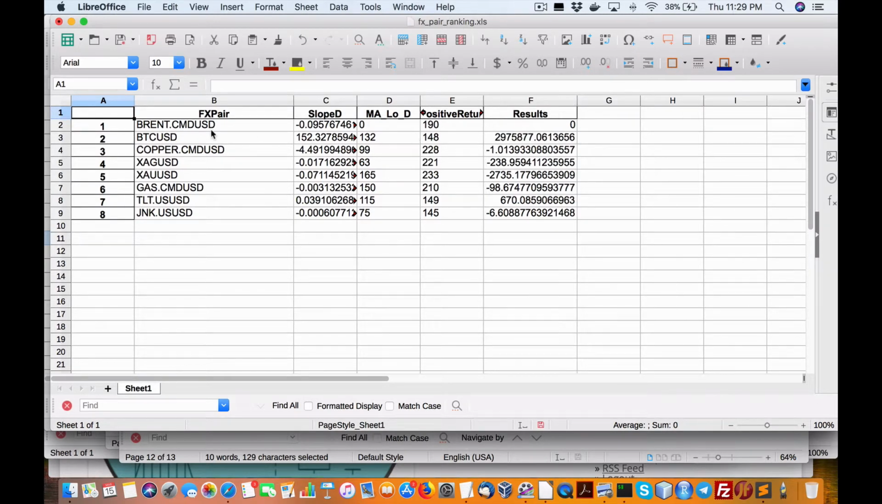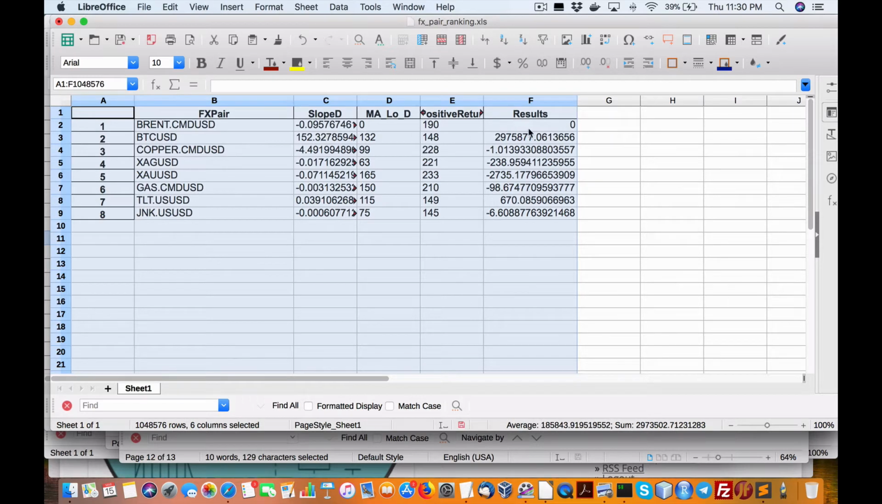So here we have the Brent, oil, Bitcoin, copper, silver, gold, gas, treasury, and junk, of all things. And we're going to sort it either by slope or results.